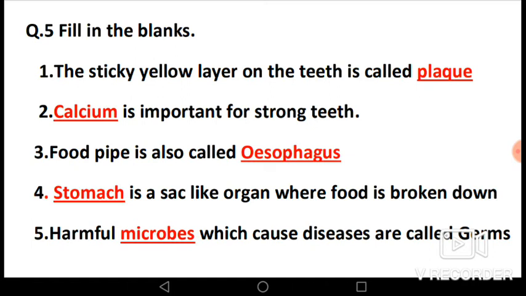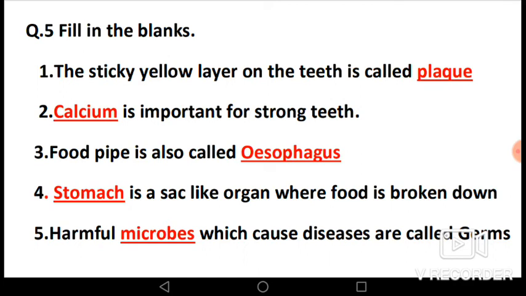The answer is calcium. We all know that our teeth are very important. So calcium is very important for strong teeth. Like milk and milk products such as curd and cheese are rich sources of calcium. So milk and milk products and all other calcium rich food items are very important for strong teeth.